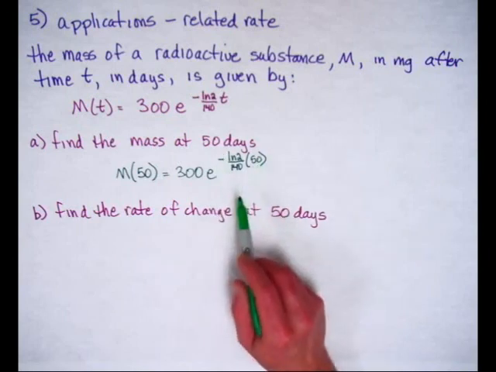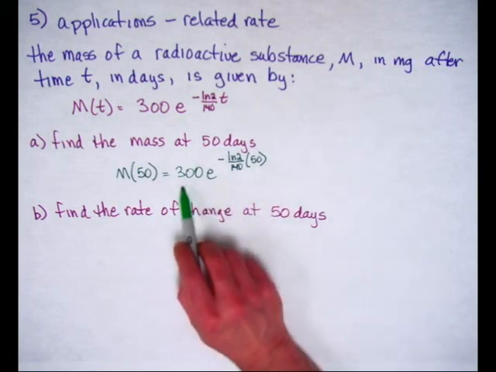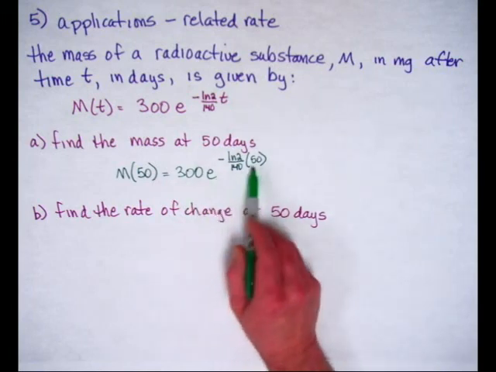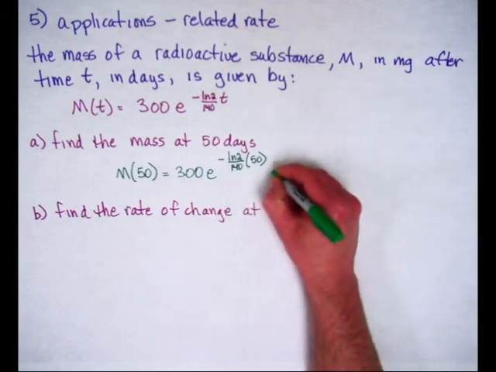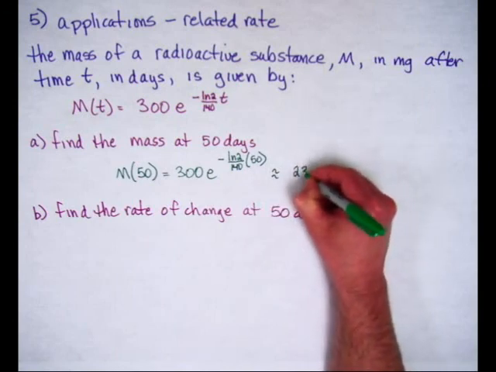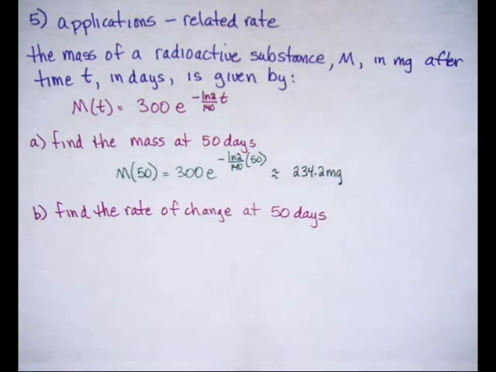So on your calculator, depending on how comfortable you are working it, you could just enter 300 times e, hit your exponent button, and then type in this value right here. If you do this, you'll get approximately for an answer 234.2 micrograms. Okay, so really what I'm doing with that question is just making sure that you understand how to access the exponential or the logarithmic features on your calculator.